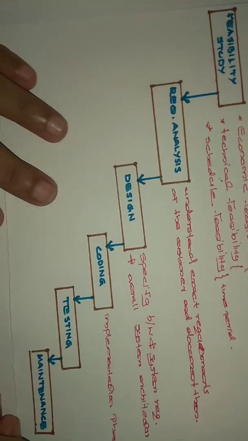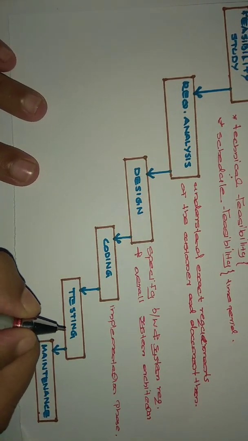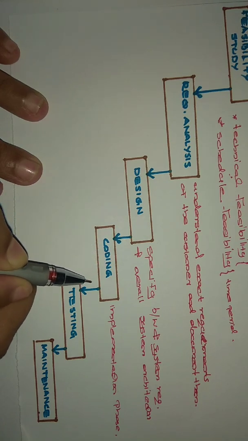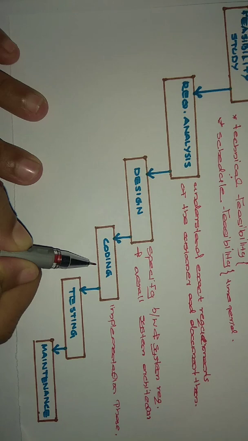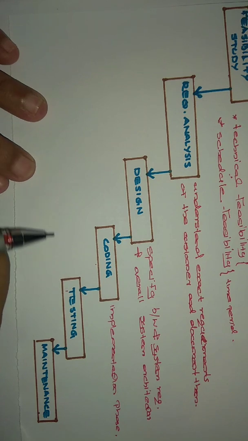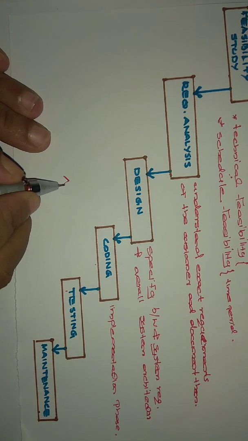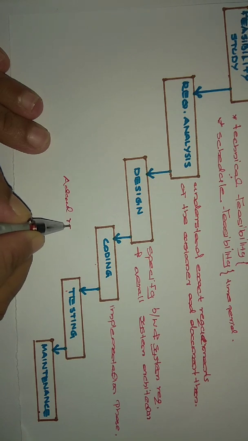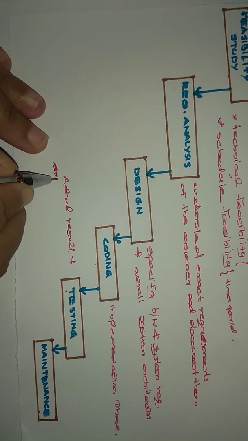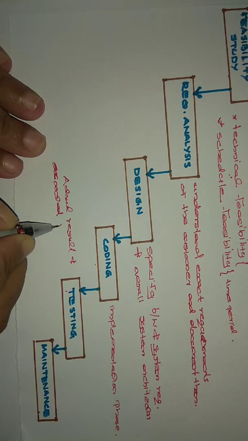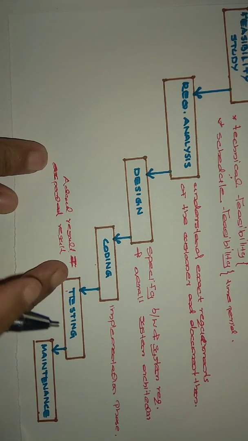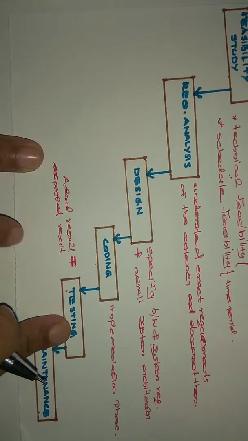Then comes the testing phase. After coding we will get an actual result. We check whether the actual result is the same as the expected result. That is what happens in the testing phase.